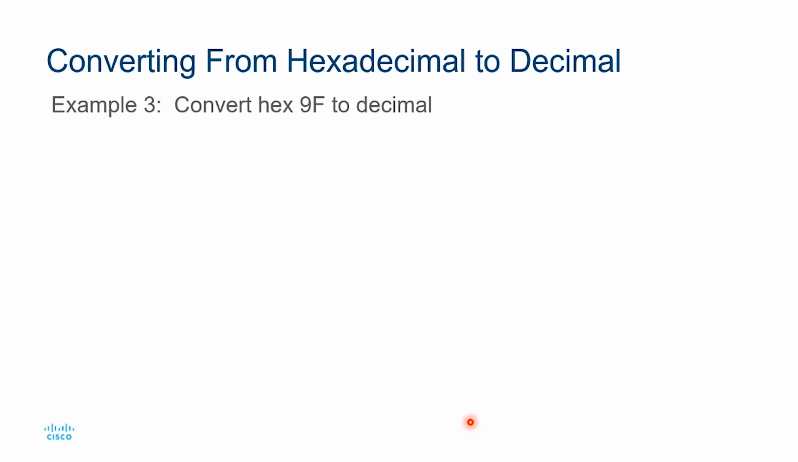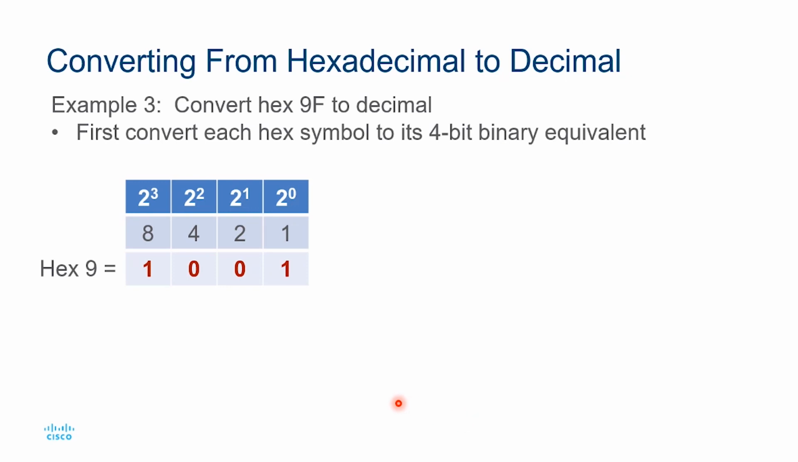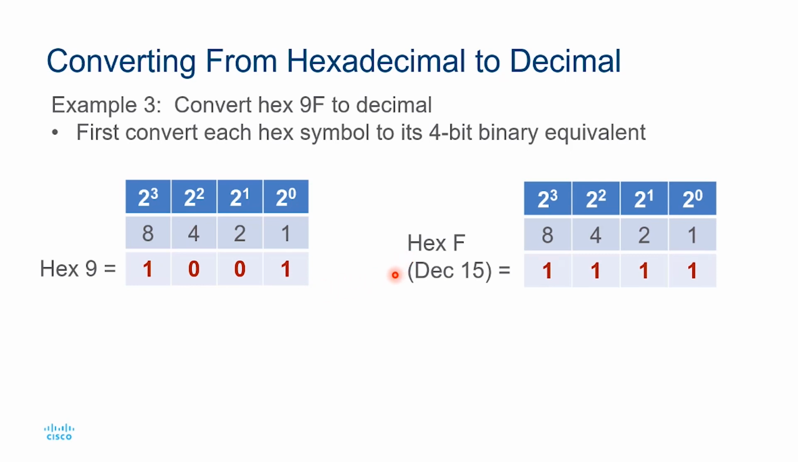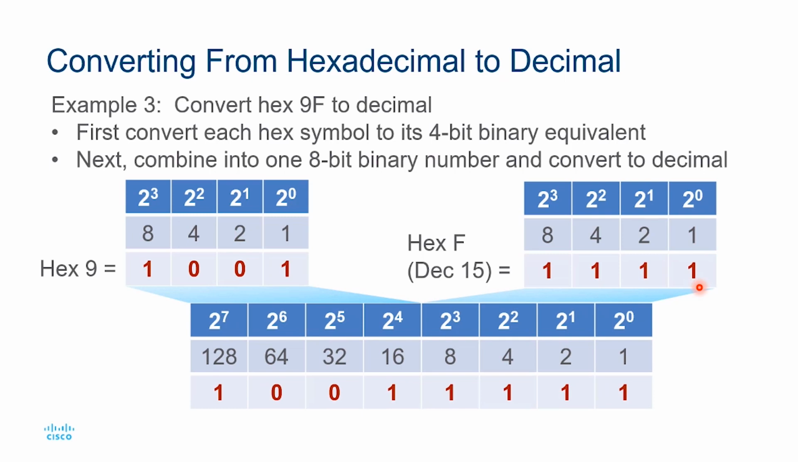Lastly, let's look at converting from hex to decimal, but this time we'll convert to binary first instead of going straight to decimal like I did in the first example. I'll convert the hex 9F to decimal. First, convert each hex symbol to its 4-bit binary equivalent. I have hex 9, which is the same as decimal 9, and that gives me 1001. And then I have hex F, which is equivalent to decimal 15, and that gives me 1111 in binary. Next, I'll combine them into one 8-bit binary number. So here I have the first 8 place values in binary, and then I'll convert to decimal, and that gives me 128 plus 16 plus 8 plus 4 plus 2 plus 1, or 159 in decimal.